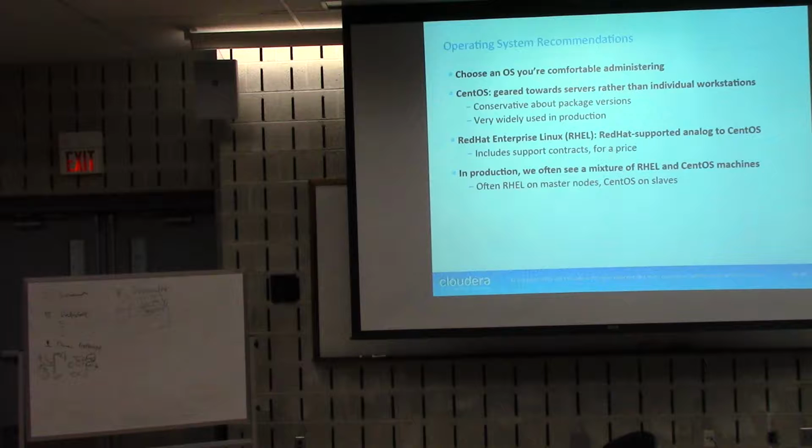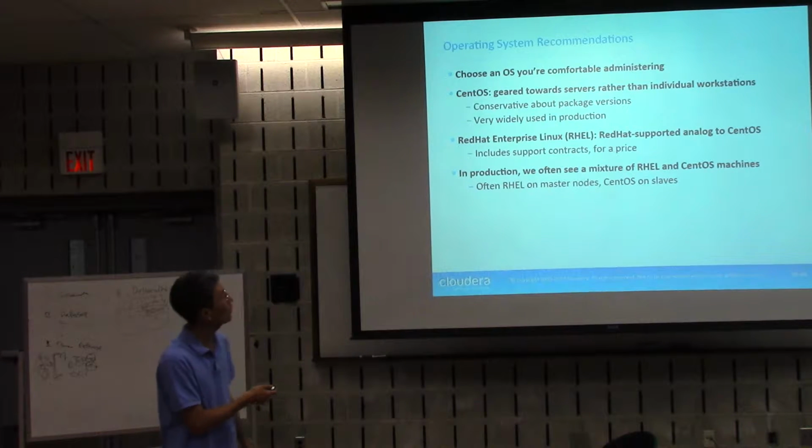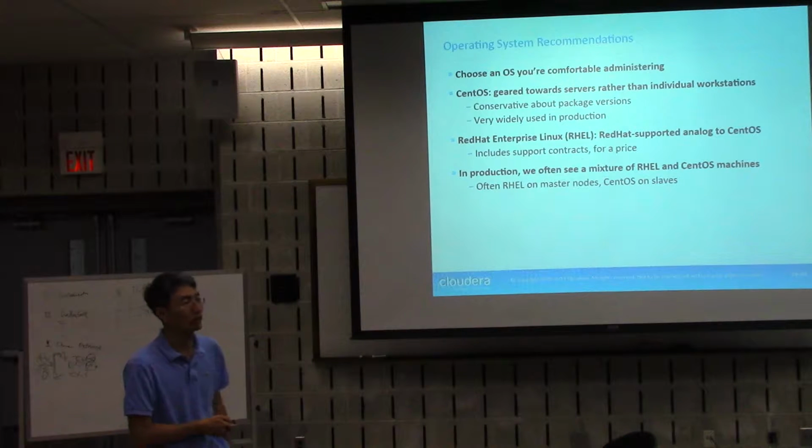It is possible to have Red Hat for the master node, because the master node itself is very important compared to the slave nodes. So you can use CentOS, because it's free, for the other nodes, and Red Hat only for the master node. There might be no problem.